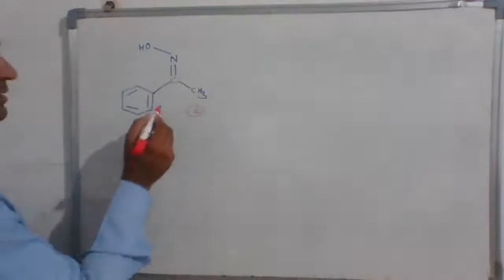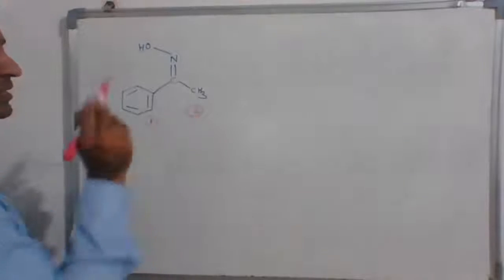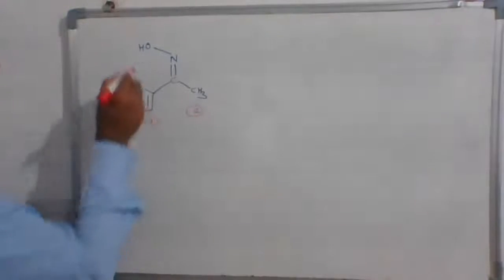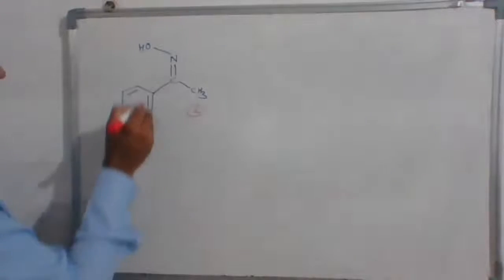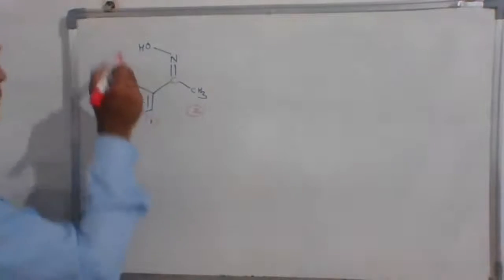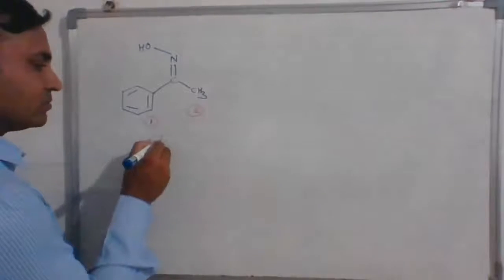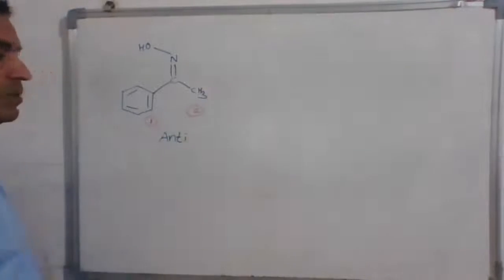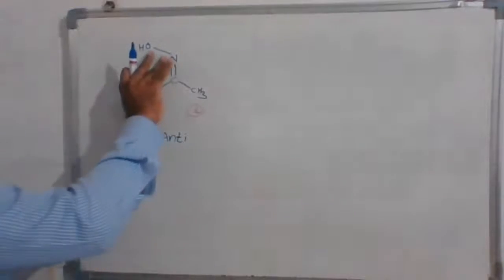But in case of ketoximes, we have to assign the priority, at least to the groups on carbon. Now see, the first priority group and OH are on the same side. First priority group and OH are on the same side, so it is anti configuration. It is anti-oxime. And if they are on the opposite side, then it will be syn-oxime.